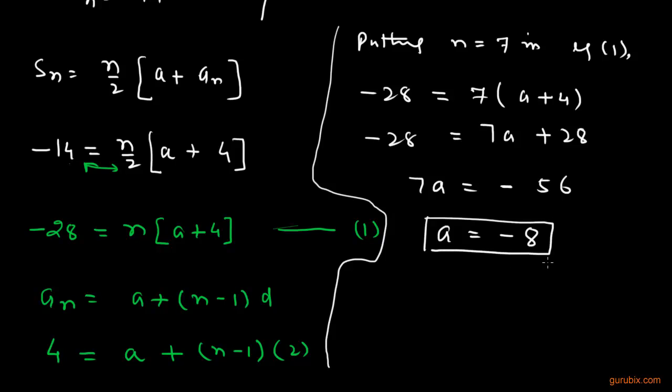So a equals minus 8 and n equals positive 7. This is the solution of the question.